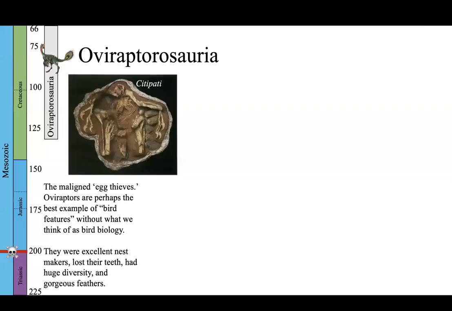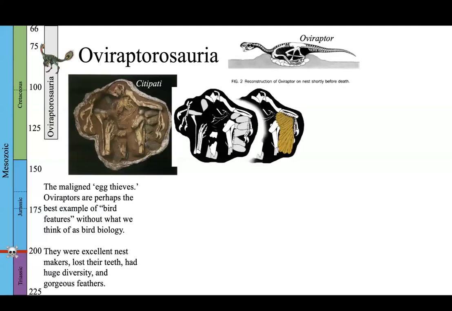Oviraptorosaurs have a lot of details that birds also have, and many of these specific details are convergently evolved. Things like the beaks of oviraptors. Some of them still retain a couple teeth in their mouth, even though they have a beak. Their tail fans. Oh, here is Oviraptor sitting on a nest, and there's that Citipati with a diagram showing you how the feathers of the arm would have been covering those eggs when this animal was buried.